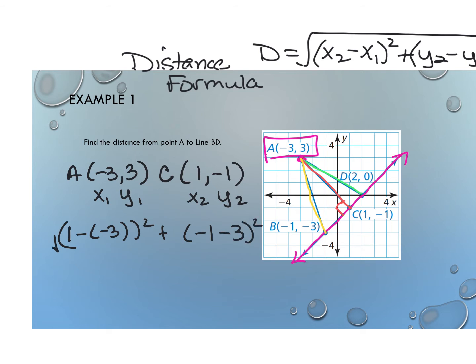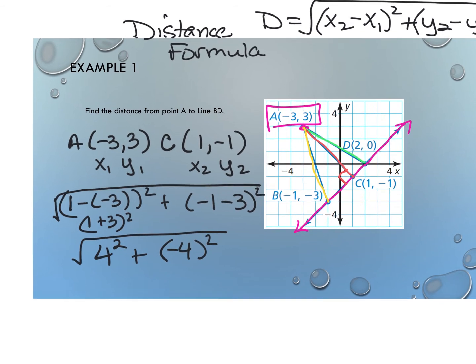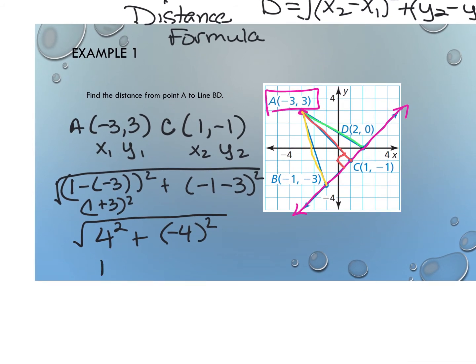So I plugged in all of my ordered pairs, and now I need to use my integer rules. So this is actually going to become -1 plus 3. So this will become 4 squared. -1 minus 3 is -4. And again, this is all under the radical. I need to square them. I need to add them.